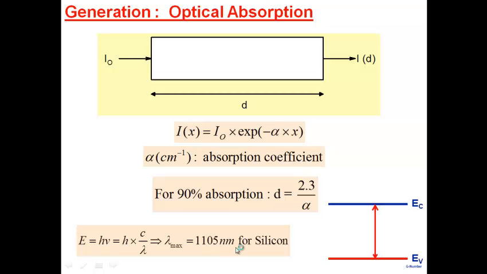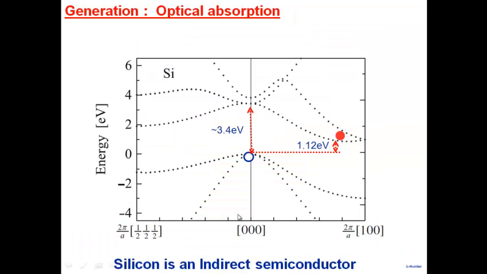All right, let me show you now. The alpha that you see here is the absorption coefficient. Let me show you how this absorption coefficient depends on lambda. Of course, the absorption coefficient for lambdas larger than 1105 nanometer would be 0 or almost negligible. So let's look at the absorption coefficient then.